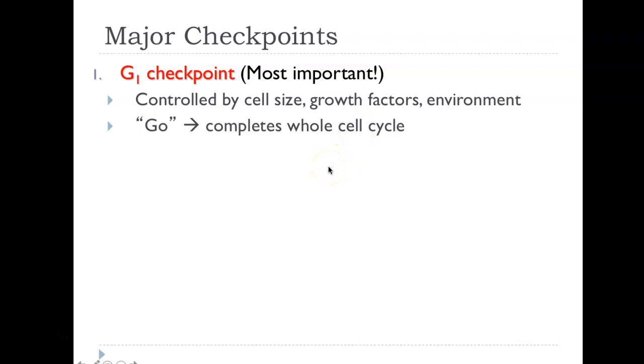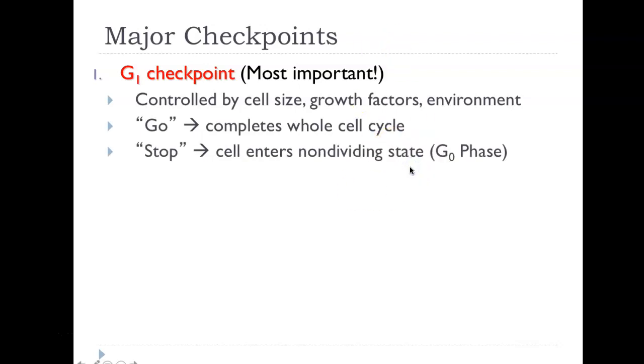If a cell passes the G1 checkpoint, it will be committed to completing the whole cell cycle. So what the G1 checkpoint does is it commits the cell to division. You need to write that down. The G1 checkpoint commits the cell to division.